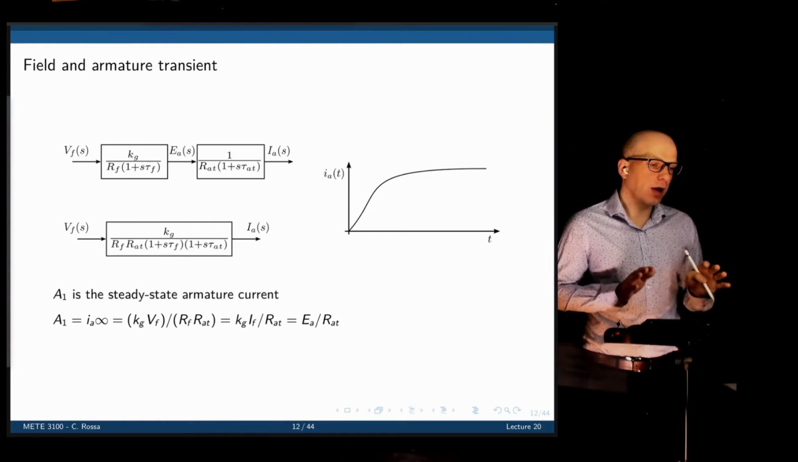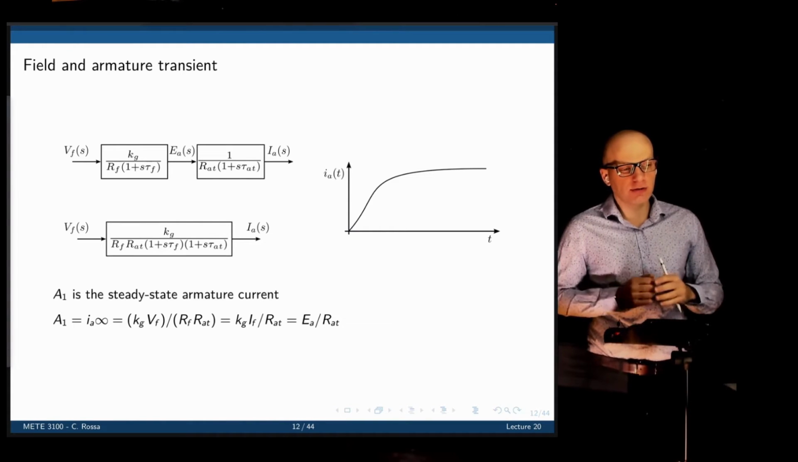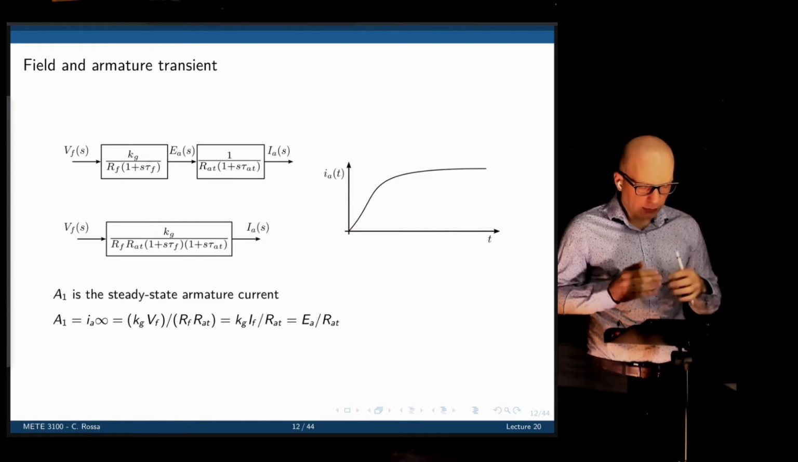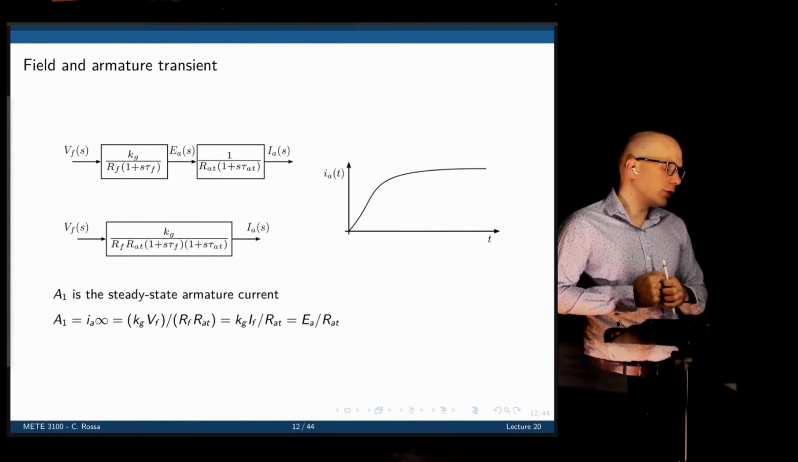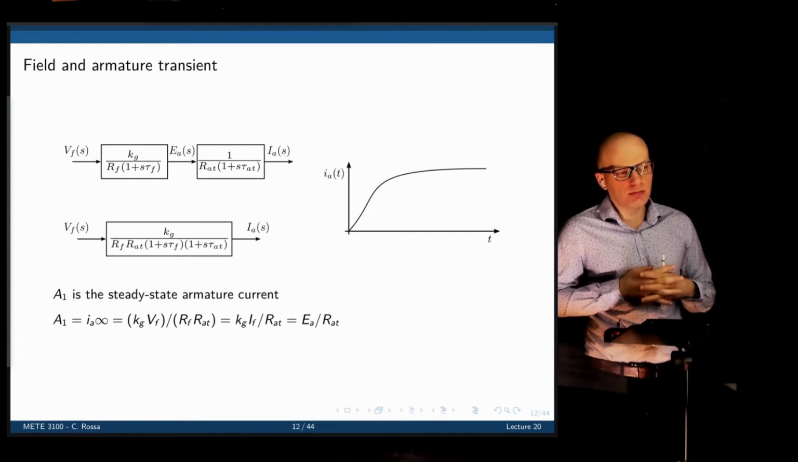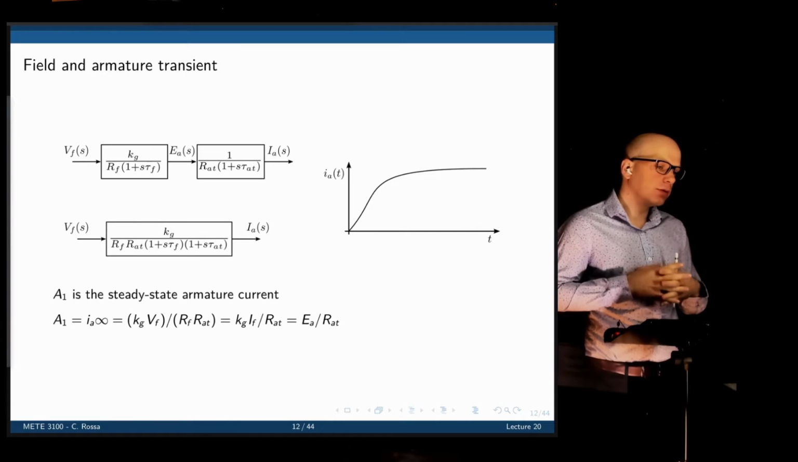Now we can look at this system from a different perspective and use it as a DC motor instead. So if there are no questions here for the generator part, we can move on to the motor part. Are there any questions?